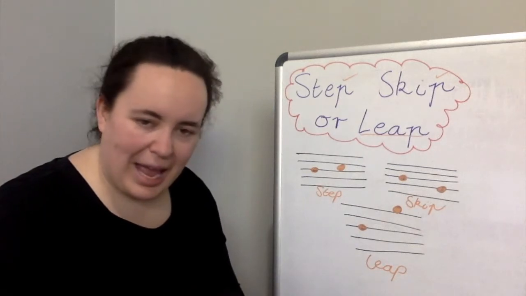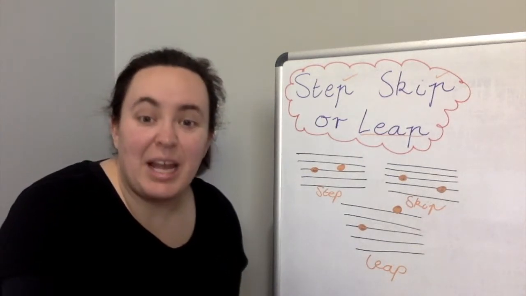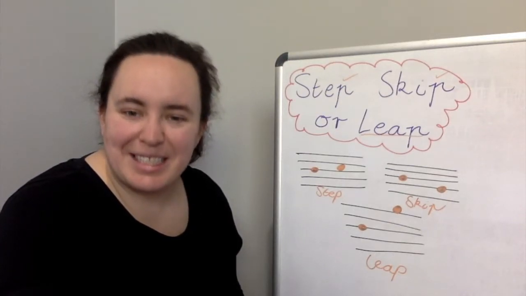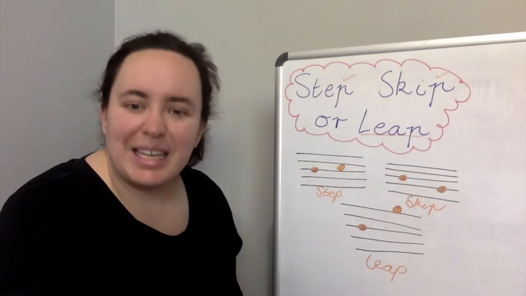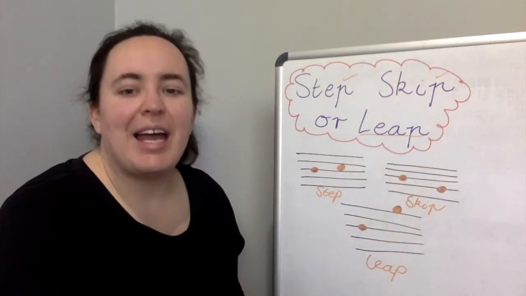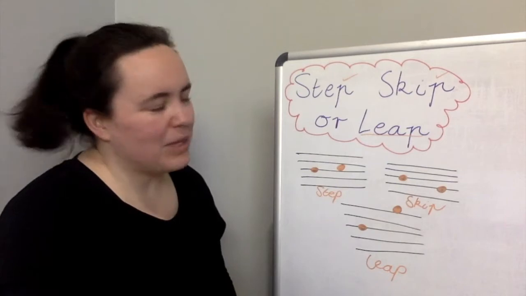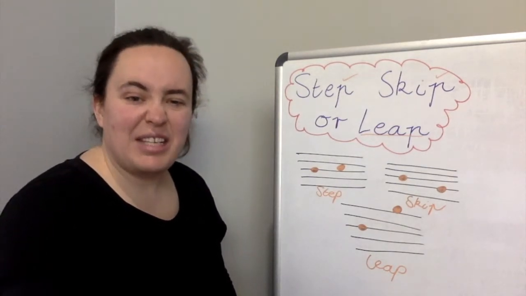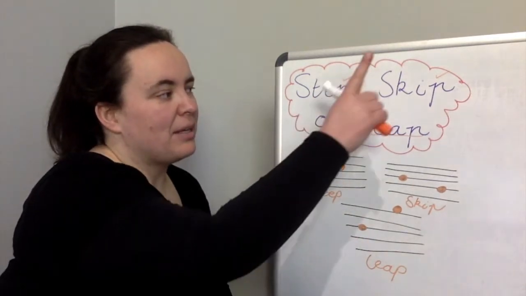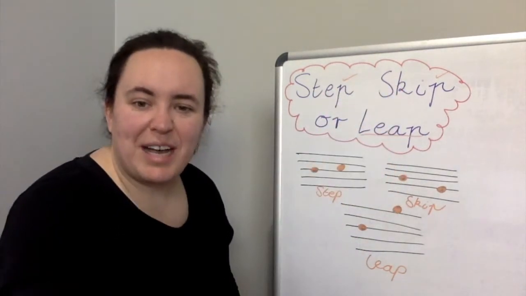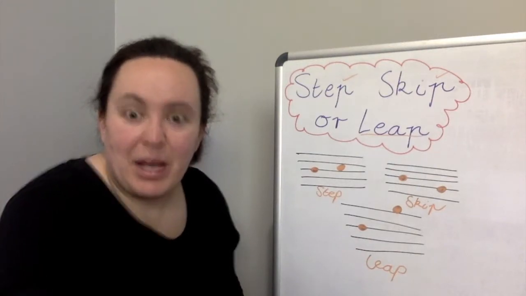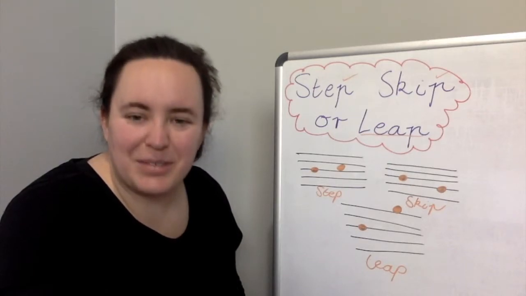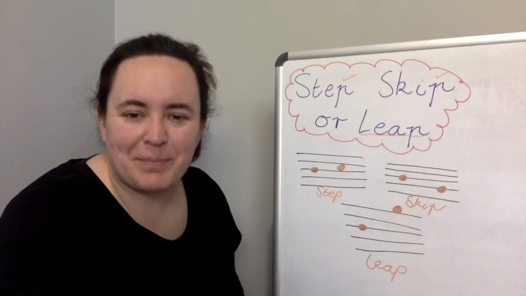When we talk about how far apart our sounds can be, musicians have a special word for that. Musicians call the distance between our notes an interval. Can you say that with me? Interval. So we are looking at the interval of pitches of notes on the stave, and their intervals can be a step apart, a skip apart, or even a leap apart. So in the next couple of classes, we're going to start to look at intervals on the music stave.